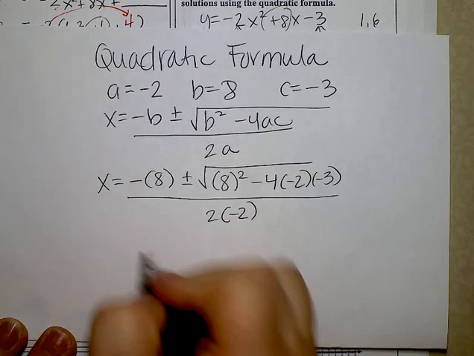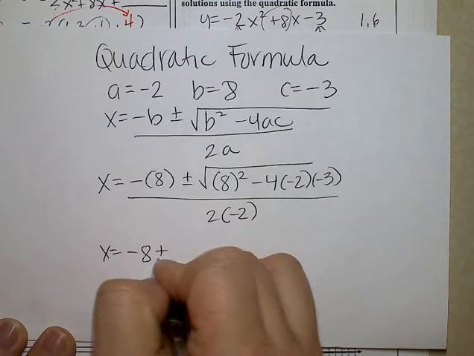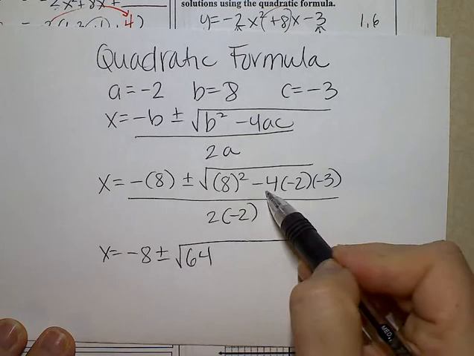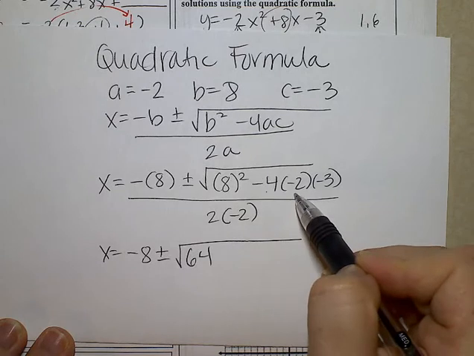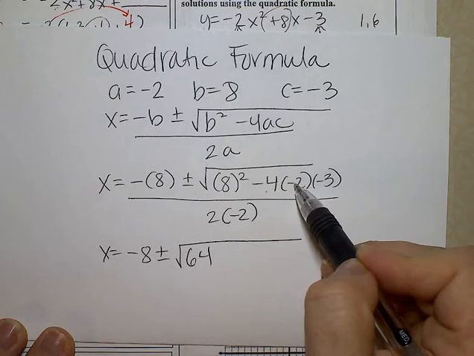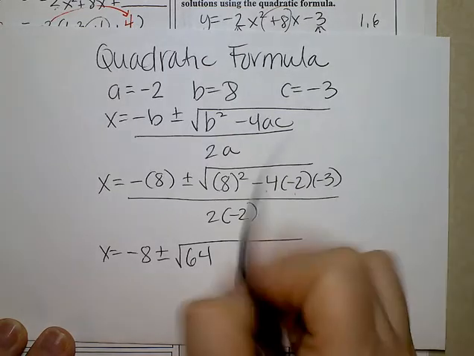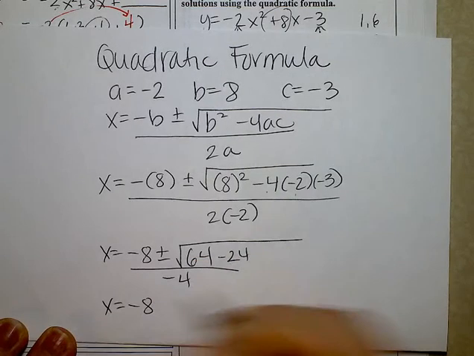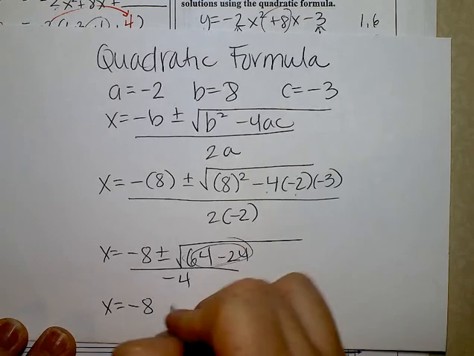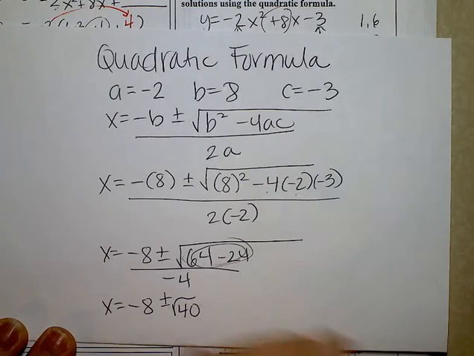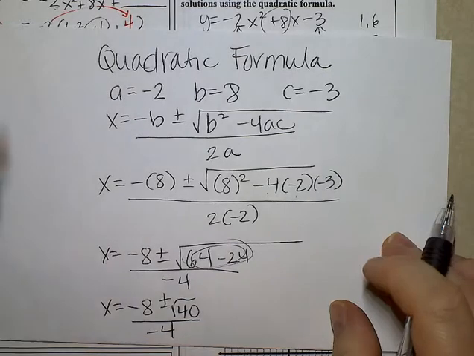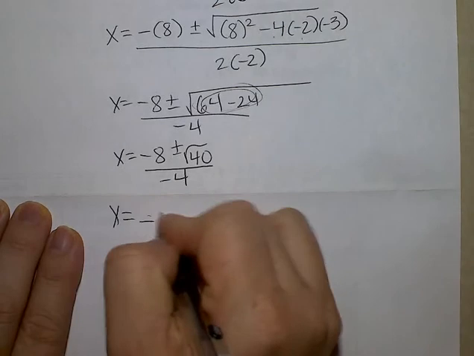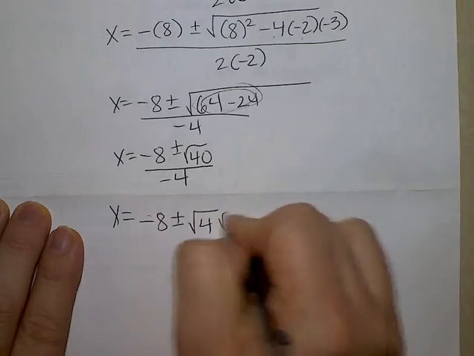Okay, so 8 squared is 64. Negative 4 times negative 2 is 8. And 8 times negative 3 is negative 24. Okay, so this answer is 40. And I'm just going to keep breaking it down here. And I know 40 breaks into the square root of 4 and the square root of 10.